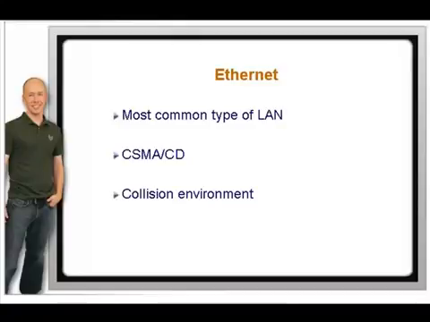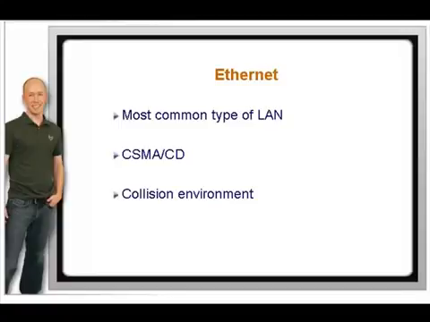CSMA-CD, Carrier Sense Multiple Access with Collision Detection, is the method Ethernet uses to deal with collisions. When a host wants to transmit, it first listens to the wire to see if anyone else is transmitting at that moment. If it is clear, it can transmit. If not, it will wait for the host that is transmitting to stop. Sometimes two hosts decide at the same instant that the wire is clear and collide with each other.